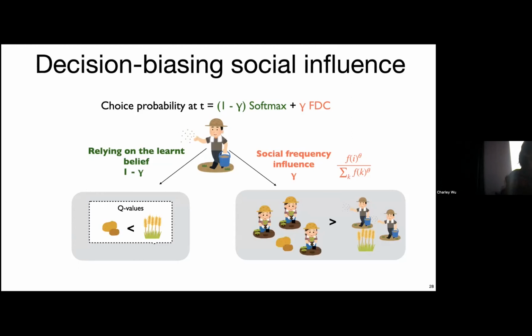So the social learner always copies others, but we can think about a combined version of social learners and asocial learners. So let's assume that the choice probability at time t is actually a weighted sum of the softmax policy and frequency-dependent copying, weighted by this parameter gamma. That means this farmer's choice depends both on his own belief as well as what others are doing. So this mixed use of learning and copying might be a good idea.